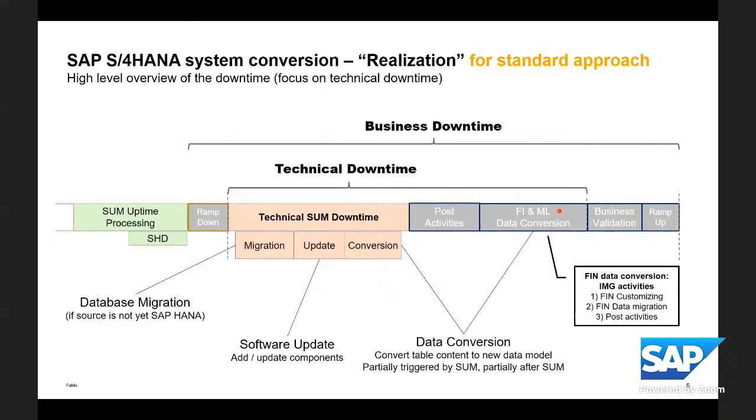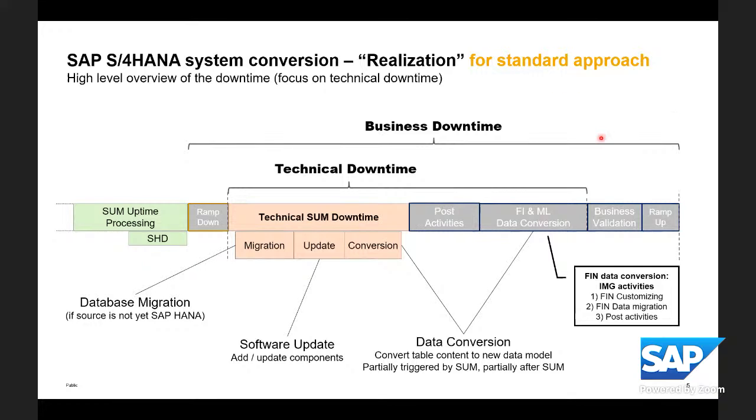And in your project, you will most probably consider the overall business downtime. So from ramp down until ramp up of the system. So including also those activities that we from SAP cannot directly influence with our tools, like business validation, regression tests. That's up to your project. That is the standard approach. So in here, we do not see yet anything about downtime optimized conversion, but this will be illustrated later.